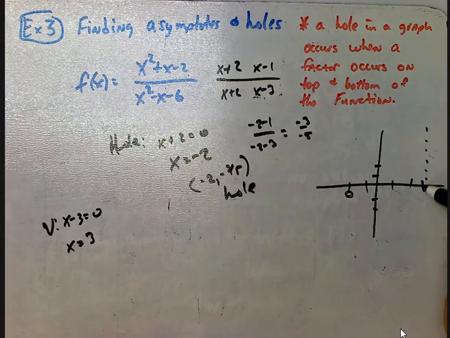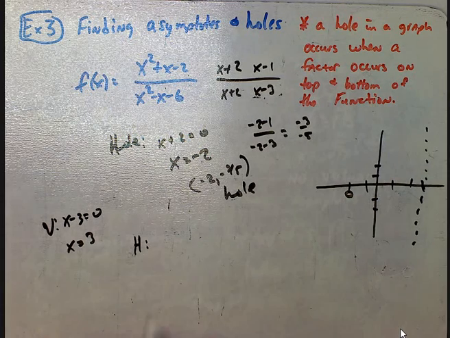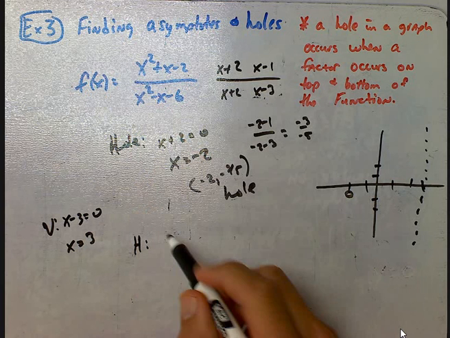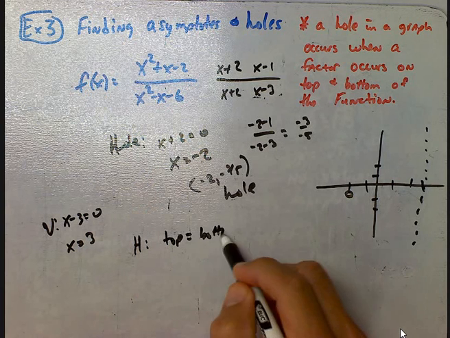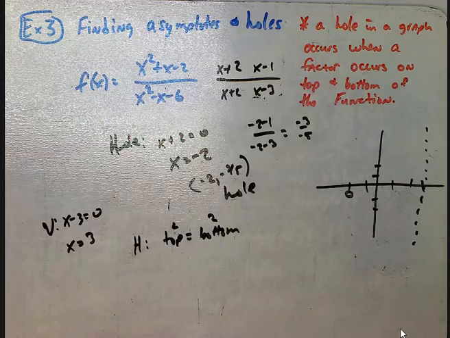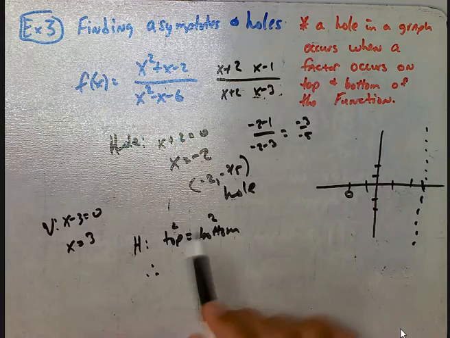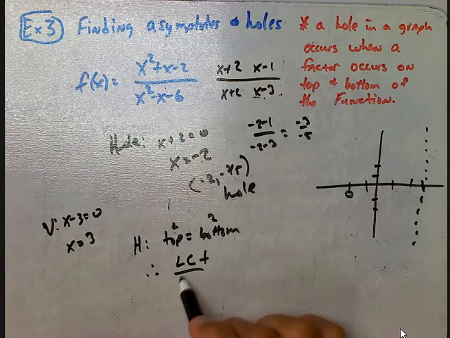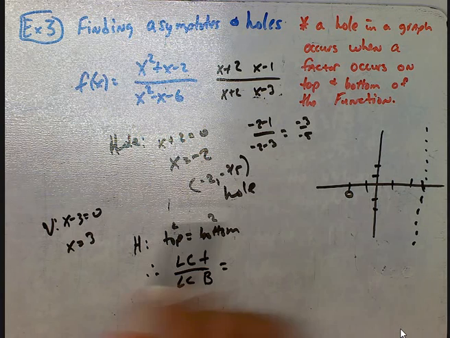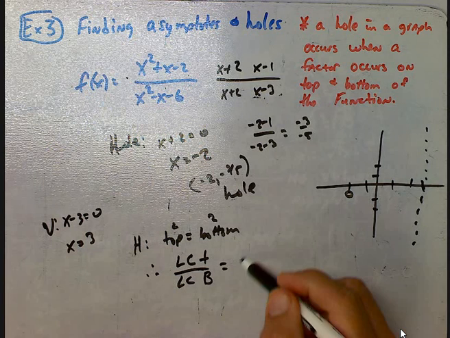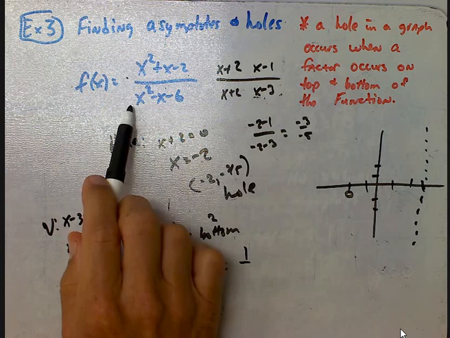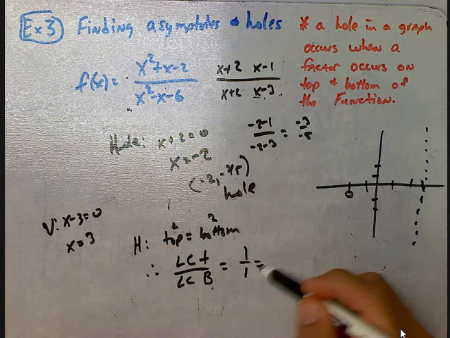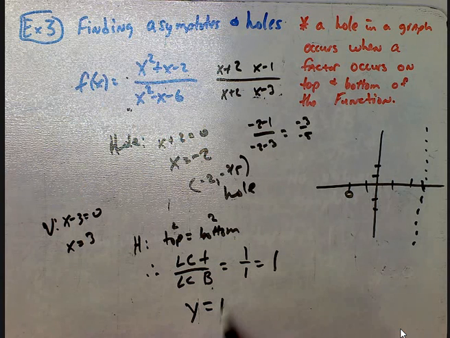And then to find the horizontal asymptote, we check out the degrees. Since the degrees are the same, top equals bottom, both of them being 2, we know that it's going to be the leading coefficient of the top divided by the leading coefficient of the bottom. Leading coefficient on top is 1 because it's 1x squared. Leading coefficient on bottom is also 1 because it's 1x squared. 1 divided by 1 is 1. So my horizontal asymptote is at y equals 1, something like this.